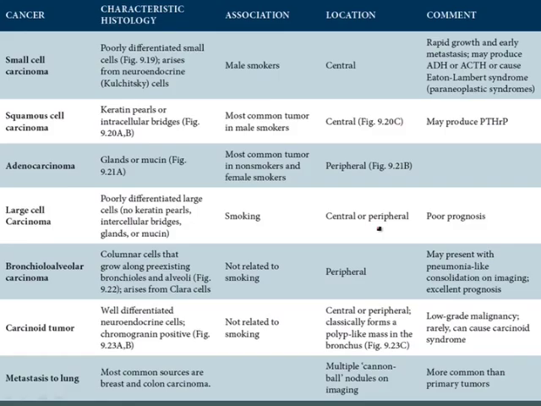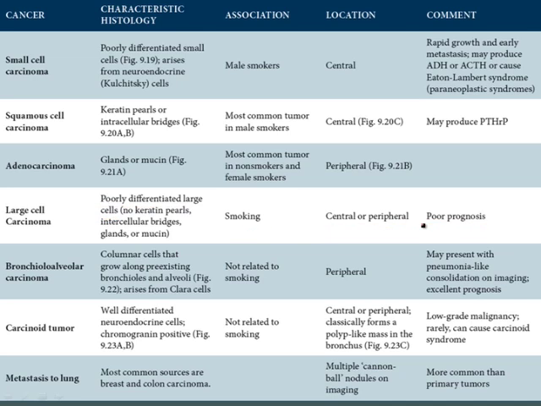Now remember that if we have a non-small cell carcinoma and there are no keratin pearls, no intercellular bridges, no glands, and no mucin, then we call that large cell carcinoma. So this is comprised of poorly differentiated large cells with no keratin pearls, no intercellular bridges, no glands, and no mucin. It is associated with smoking, it can be central or peripheral, and it has a poor prognosis. So this is another subtype of lung cancer to be aware of.